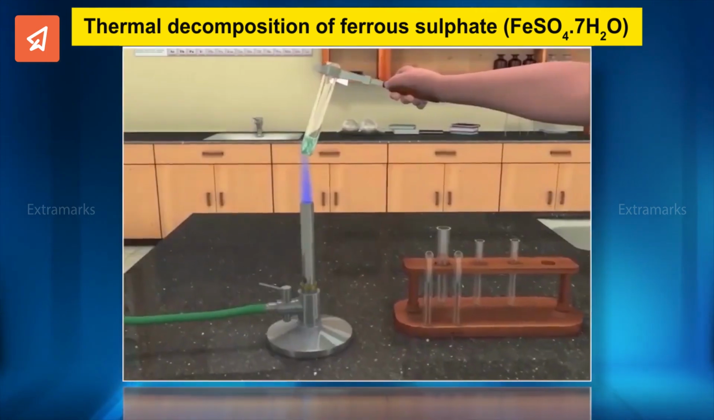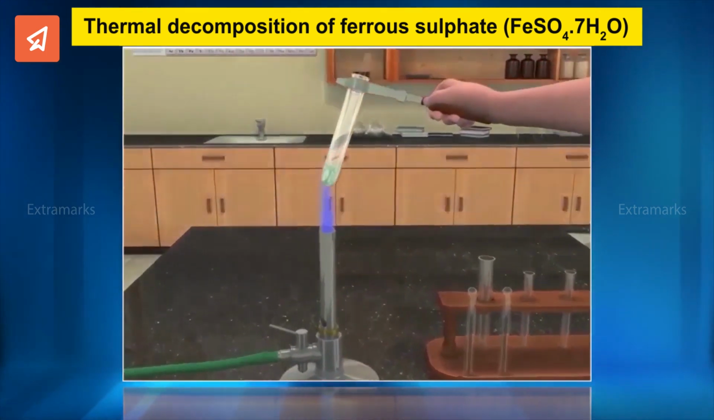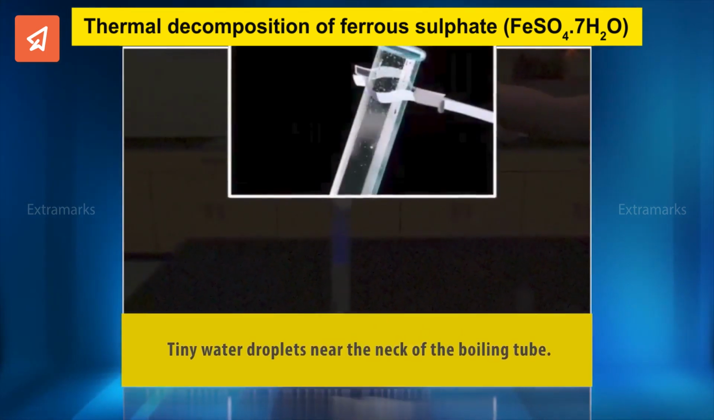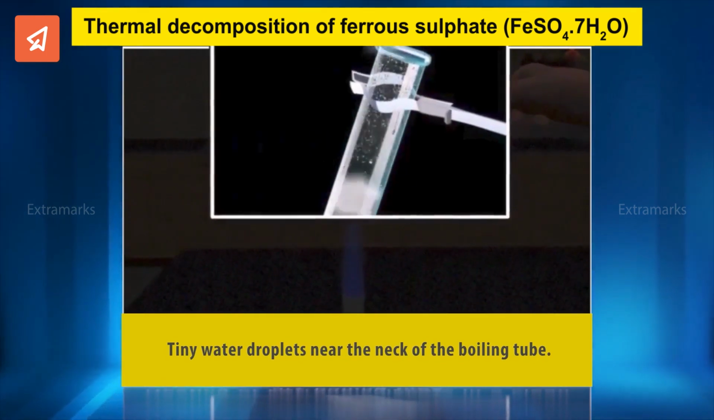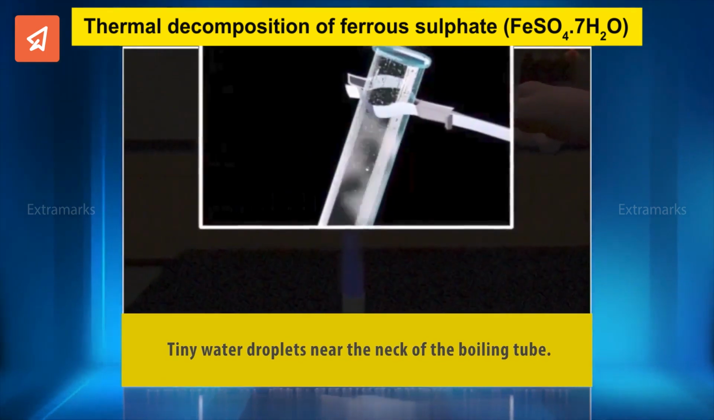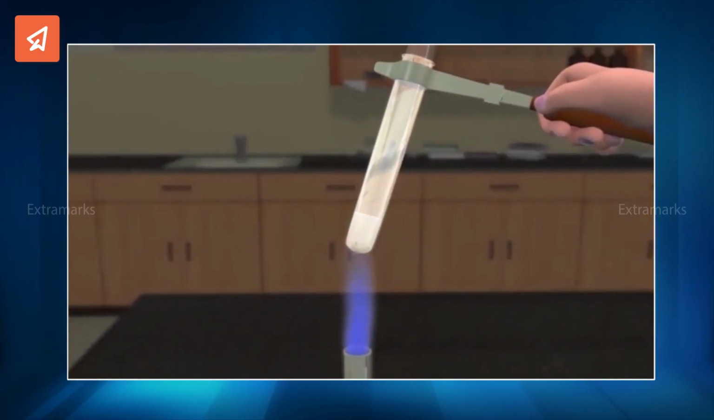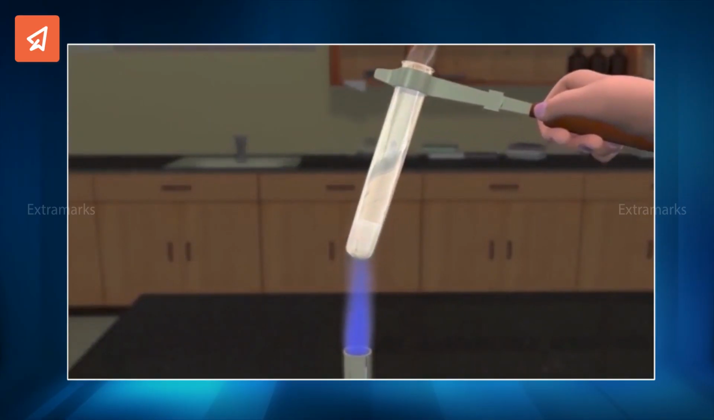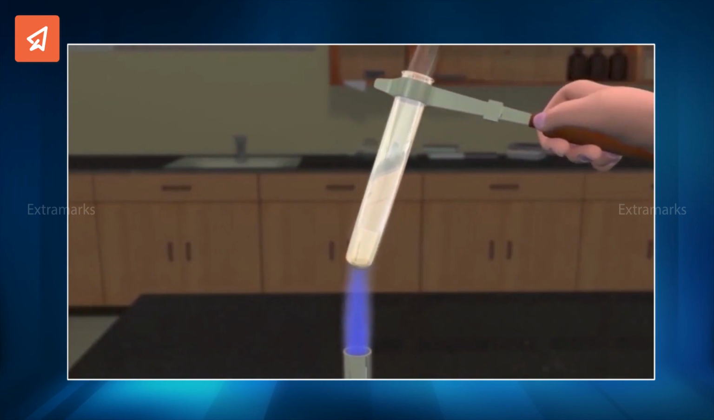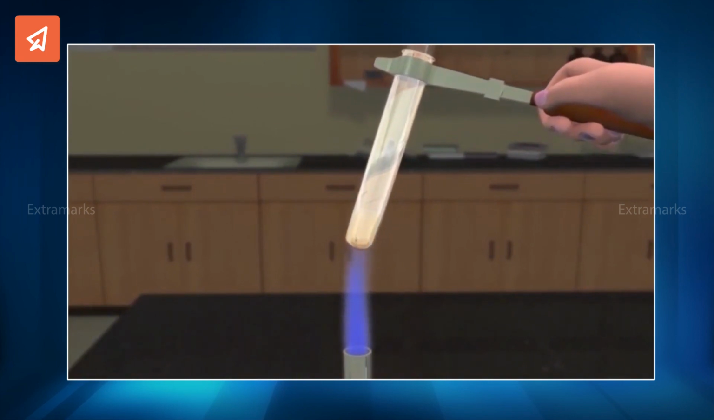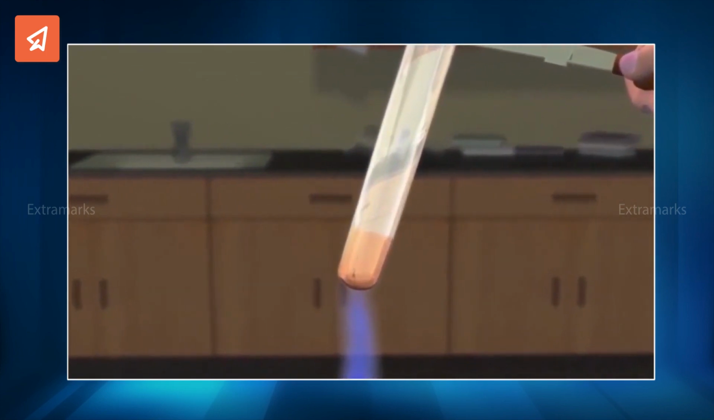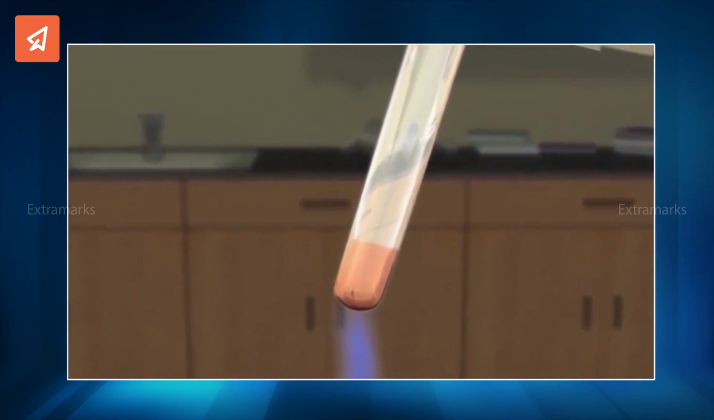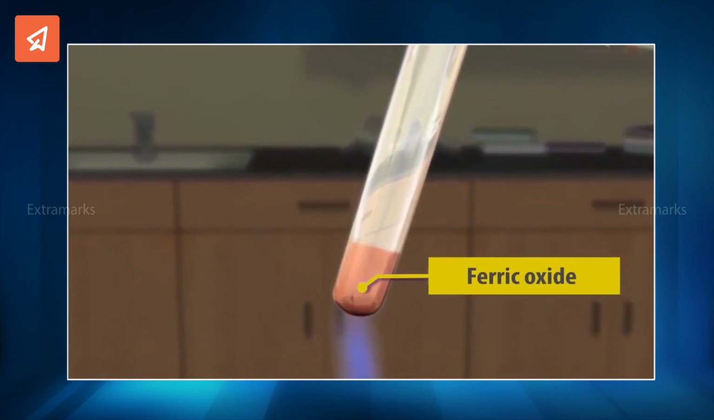When we heat the boiling tube on a low flame using a test tube holder, we observe tiny water droplets near the neck of the boiling tube. We observe that the color of the salt changes to white. If we keep on heating the boiling tube, we will see that the white-colored solid changes to a brown-colored solid after some time. This brown-colored solid is ferric oxide.